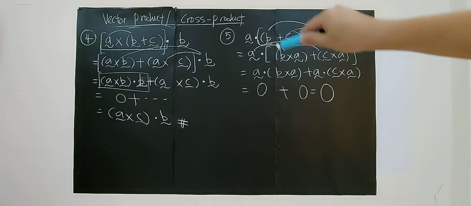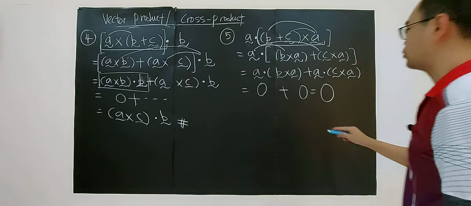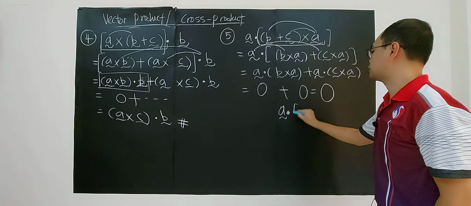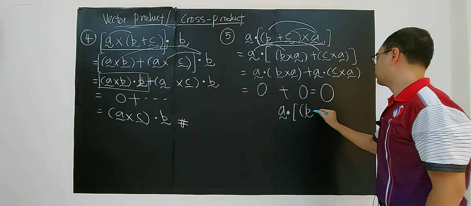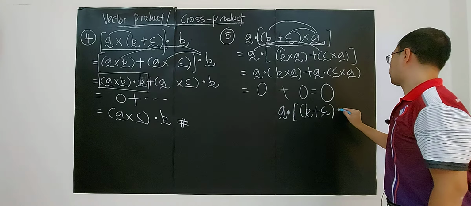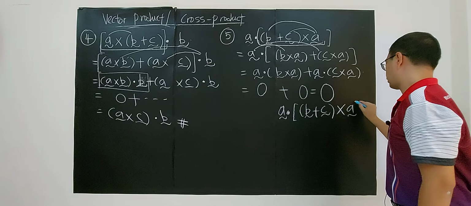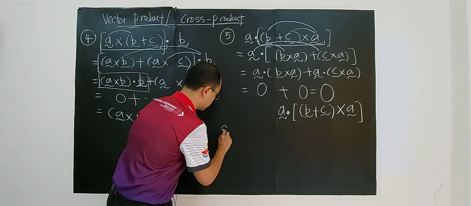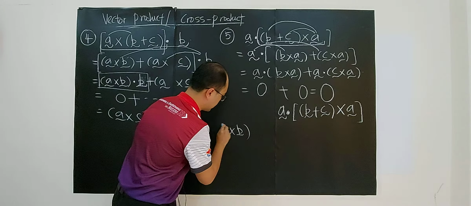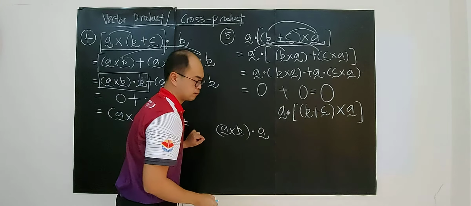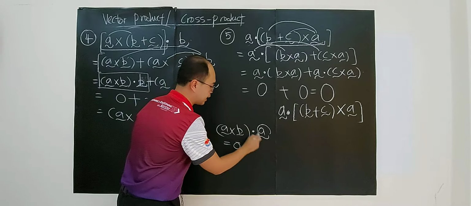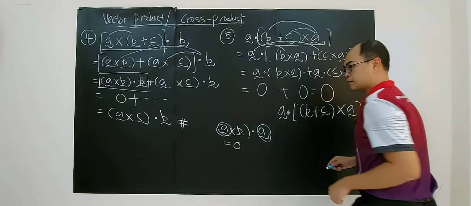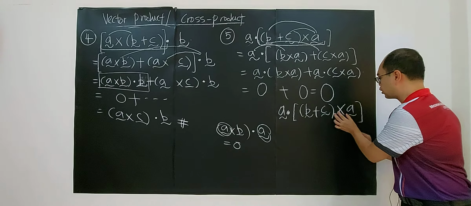Or there is another shortcut here. Some students are very good at observing. So if you see carefully, B plus C dot cross with A, cross with A, very important. Try to look at this. If I say A cross B dot with A, I get 0. Why? Because A is inside the process of cross product. Same thing happens here. This is a vector and you cross with A.